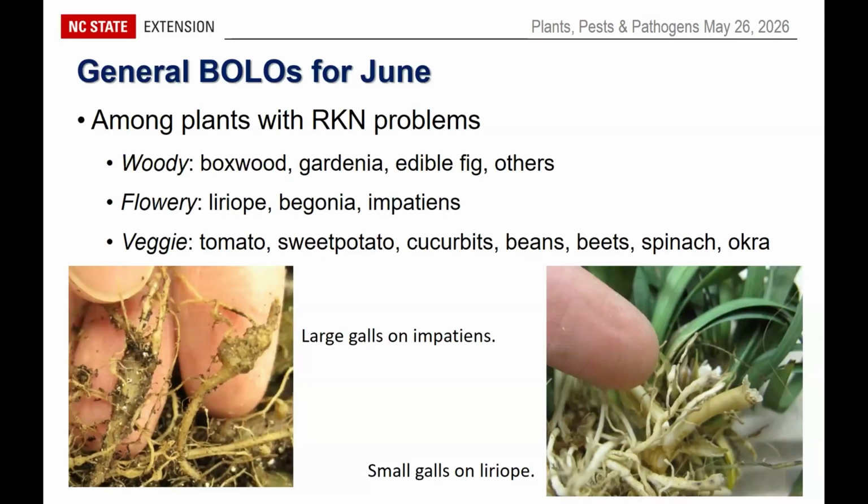The galls may be large, as you see there on the impatiens, or as you would see on tomato, for example, but on other hosts like boxwood and here on liriope, I have to draw the circle there, so that's actually quite small, and they're smaller than even the storage swellings in the roots of these plants naturally. So just because you see a swelling, you have to be careful: do I have or not have a root knot nematode problem? Again, know the healthy plant.